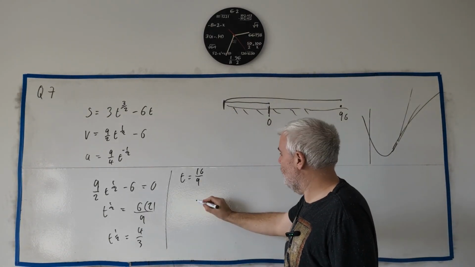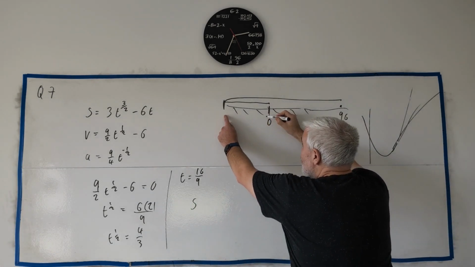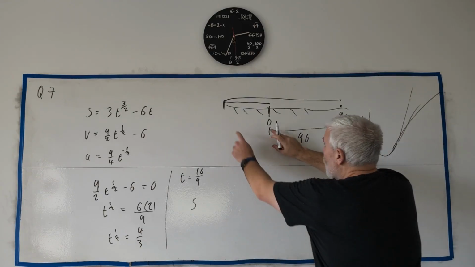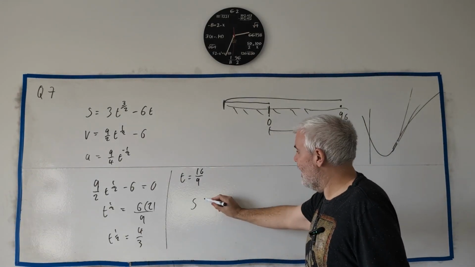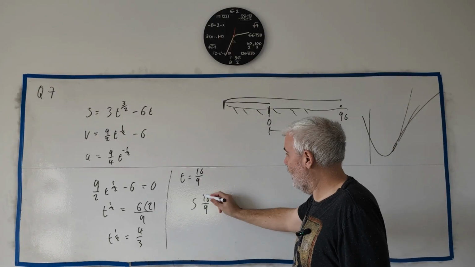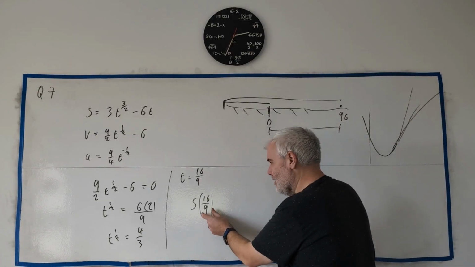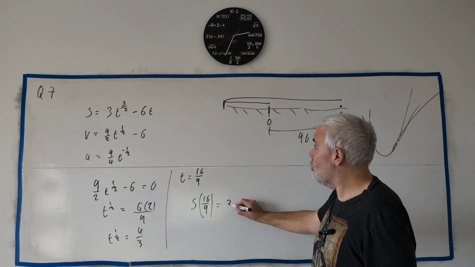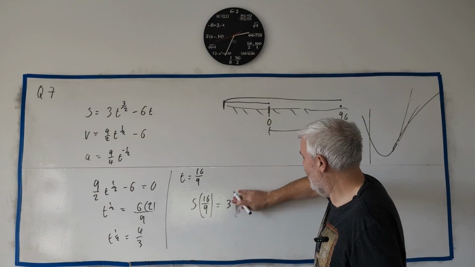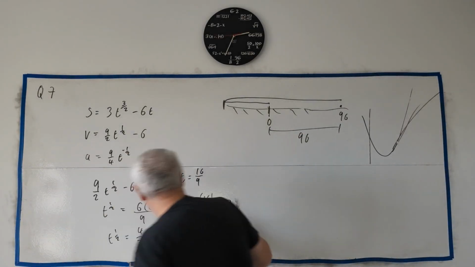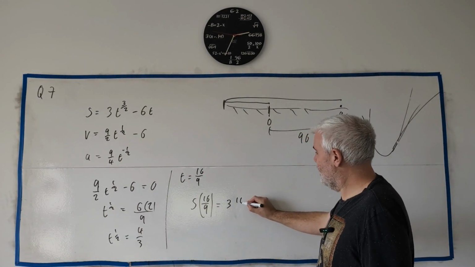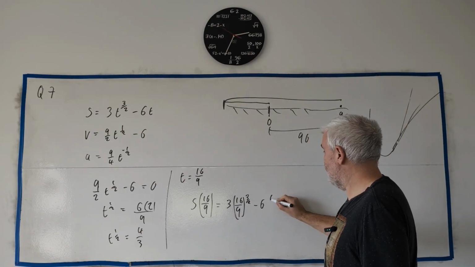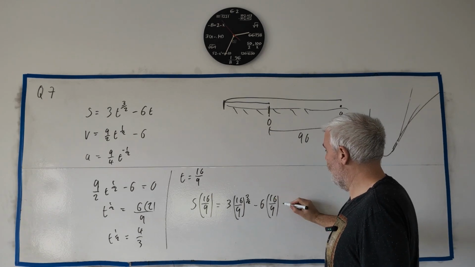So the next thing you want to do is find out how far away it is. What's the distance here? So this distance is 96. What's this distance? It's s at 16 over 9. After this many seconds, what's that? Nearly 2 seconds. What does that equal? It equals 3 times, not t. t is this time here. 3 times 16 over 9 to the power of 3 over 2 minus 6 times 16 over 9.